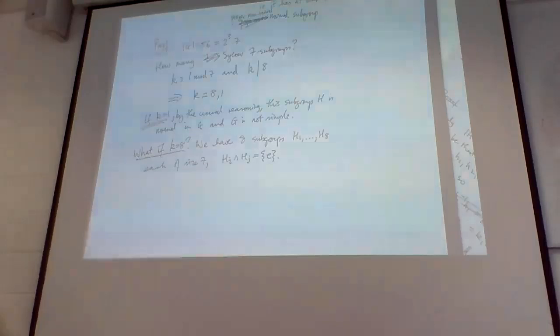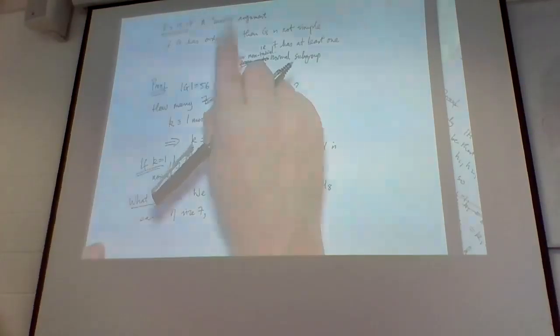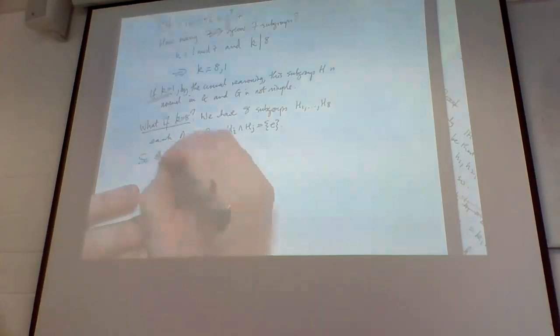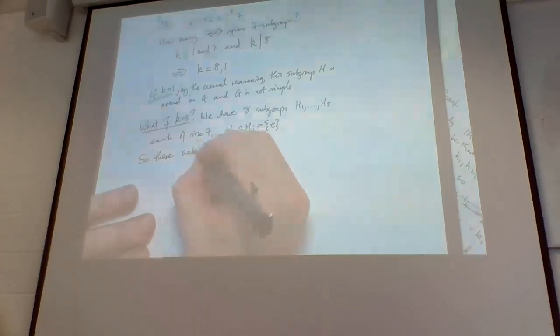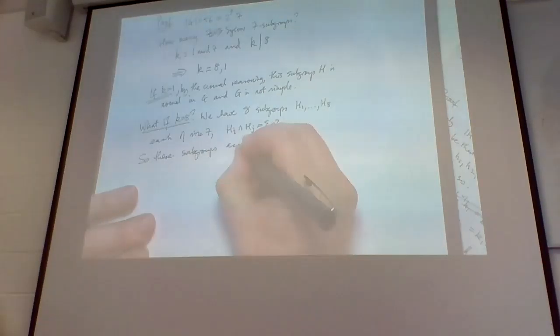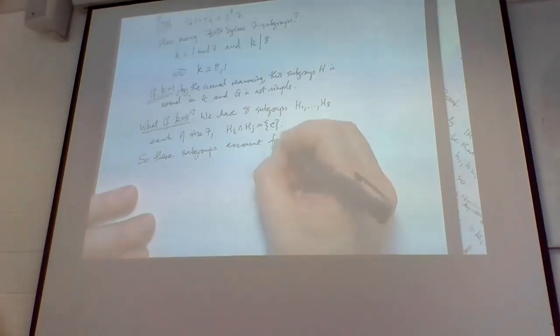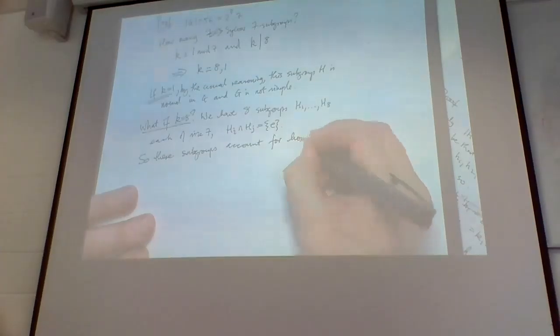So here's where the counting argument comes in. Remember, there's a limited number of elements in G. There's only 56 elements in G. So these subgroups count for how many elements?